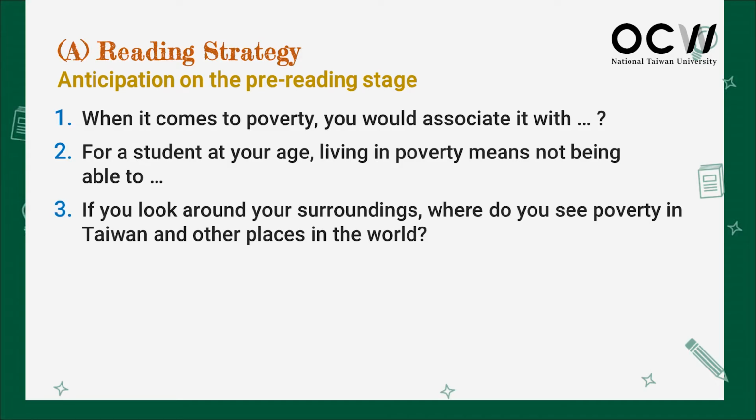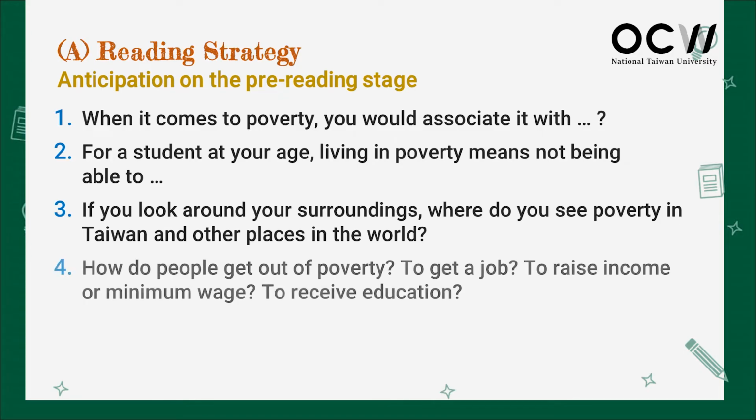Now, the third thing is, I want you to think, if you look around your surroundings, where in Taiwan do you see poverty? And what other places of the world do you see poverty existing? And the last thing I want you to think about is how do people get out of poverty?